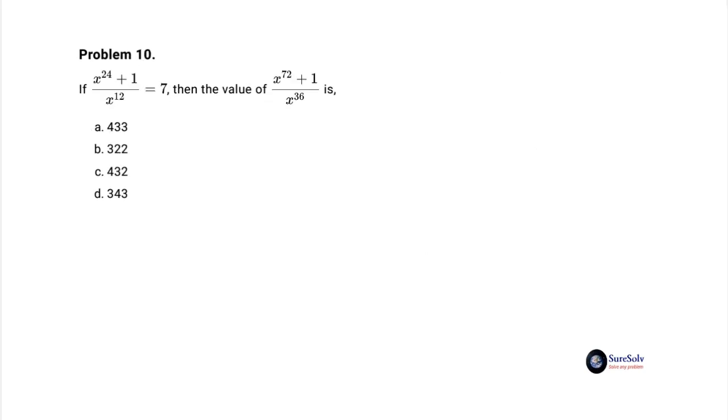Analyze the problem to see how to proceed. By component expression substitution, substitute dummy variable p equal to x to the power 12. The given and the target expression immediately are simplified to p square plus 1 divided by p equal to 7. That is p plus 1 by p equal to 7. And p to the power 6 plus 1 divided by p cube, that is p cube plus 1 by p cube.